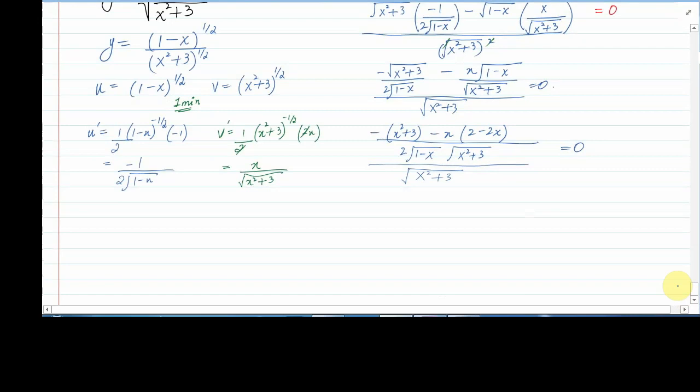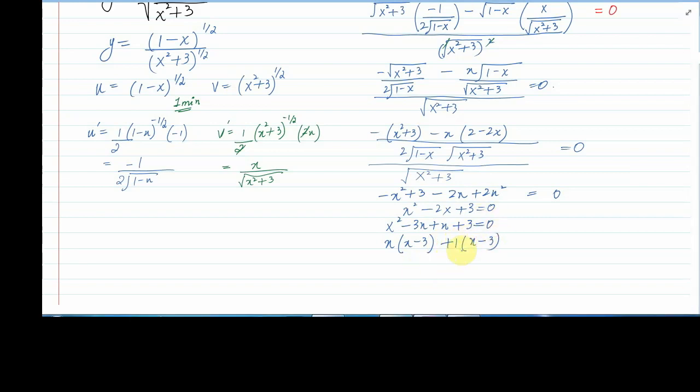Alright, now you have minus, if I multiply it, x² + 3 − 2x + 2x², right? And this whole denominator, when you shift it to the right side, it will be 0. So now we have 2x² − x² is x² − 2x + 3 equals 0. You can easily solve it by middle term. That will be x² − 3x + x + 3 equals 0. It's x(x − 3) + 1(x − 3).